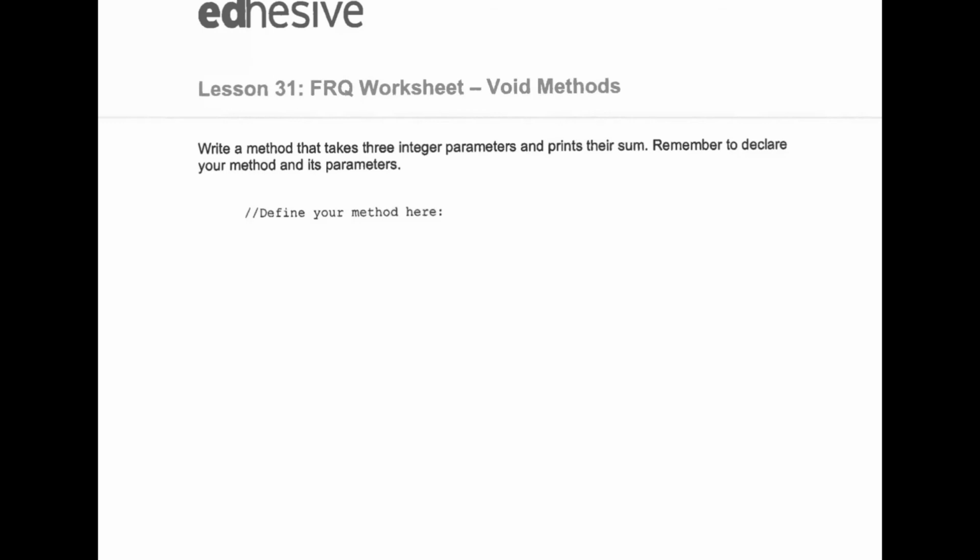So we're writing a method, so public. We don't have enough information about whether this should be static or not, so if you want to include the word static, that's fine. If you don't include the word static, that's totally okay as well. But we do know that we have to make this void, because it doesn't tell us anywhere here that it's returning anything. It says print their sum, it doesn't say return their sum. So public void. And then we can call this method whatever we want, so maybe we'll call it public void sum.